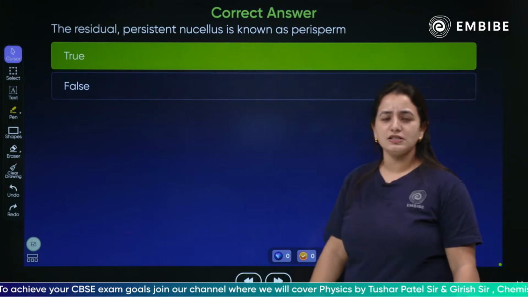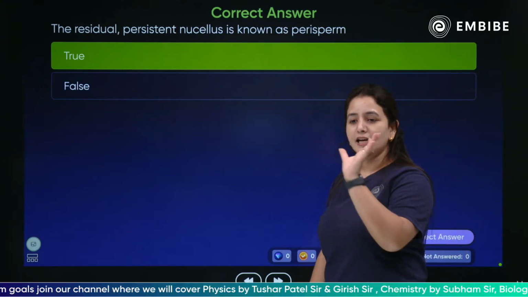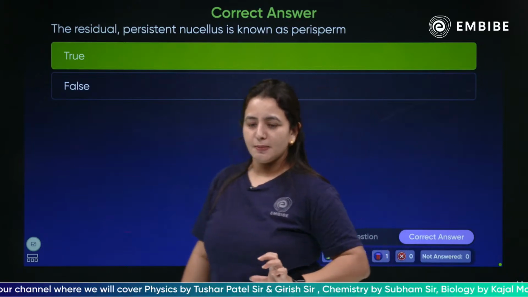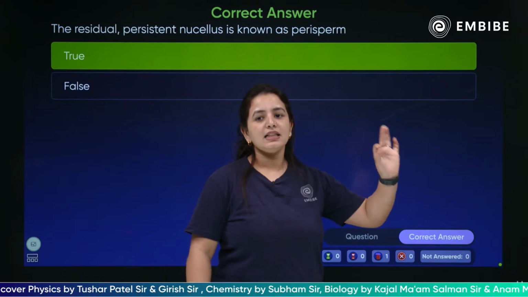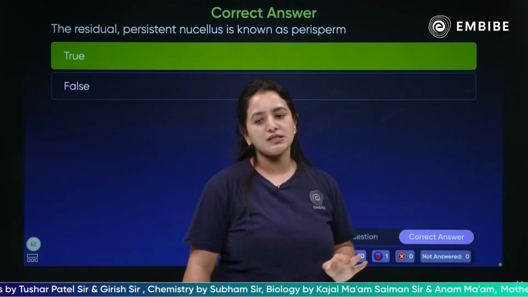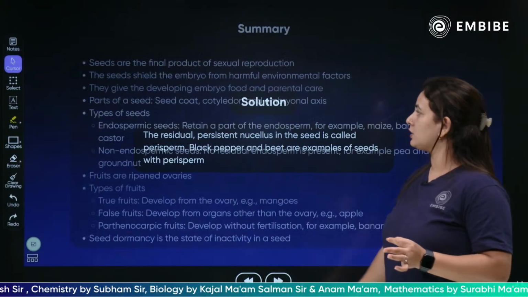Why would it be false? Perisperm is different from albuminous and non-albuminous or exalbuminous. Perisperm is nothing but the residue of nucellus. That is why it is true. It is not false. It's completely true. Next we have another question.